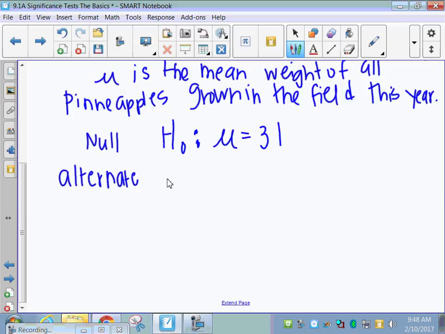So HA. This problem did not lead us in either direction, okay? It didn't necessarily say a better irrigation system or a worse irrigation system. So we don't know if we're going to get larger pineapples or not. So our alternate hypothesis is just not 31, which is two-tailed.